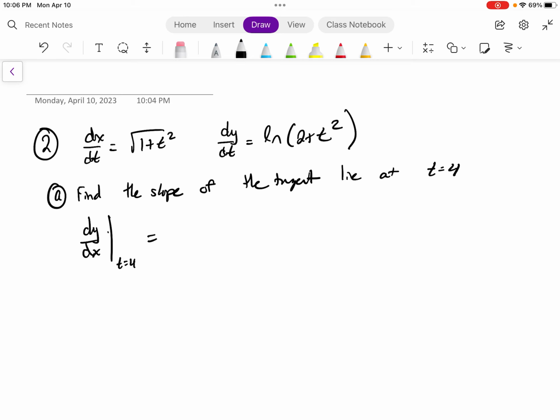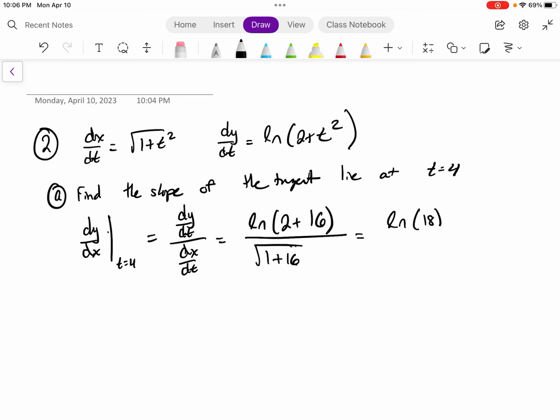But if we think about what we did last week with polar coordinates, this is dy/dt over dx/dt evaluated at 4. So that's simply ln of 2 plus 16, if I plug in 4, over root 1 plus 16. And so that is ln 18 over root 17. If you punch that into your calculator, I think you get 0.701. You can always use more than 3 decimal places, but you cannot use fewer on the calculator section.